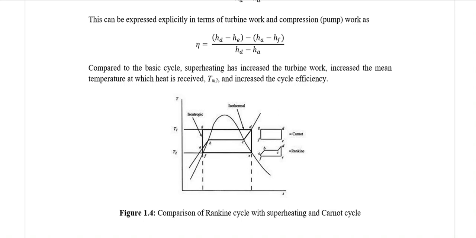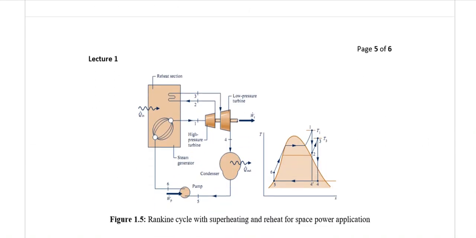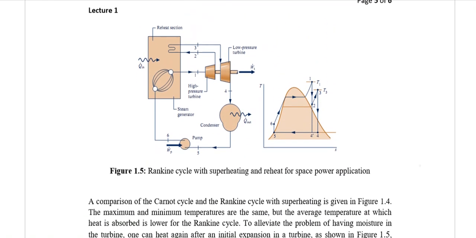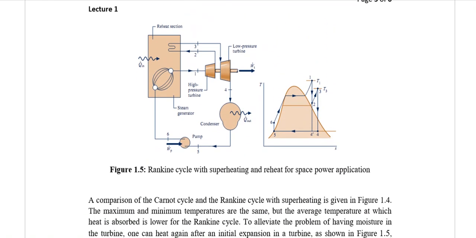So compared to the basic cycle, superheat has increased the turbine work, increased the mean temperature at which the heat is added, and also increased the cycle efficiency. Now there is another cycle, and we call it a reheat cycle. We have increased the thermal efficiency, or the average temperature, in a superheat cycle, but there is a little added disadvantage to it as well. We would definitely not call it a big disadvantage, but obviously you can think about it.